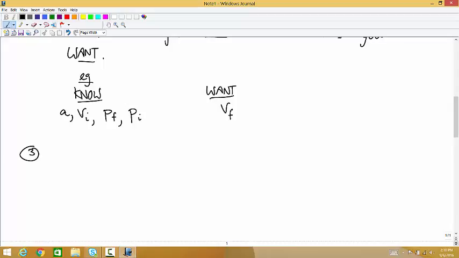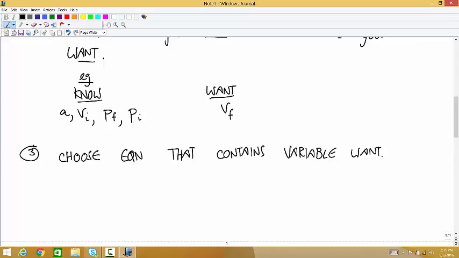Then step 3. Based on what you know and what you want, choose an equation that contains the variable you want and every other variable is known. That's because one equation can let you solve for one variable. So every other variable is known.